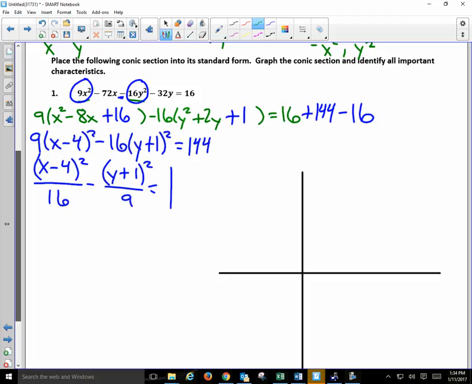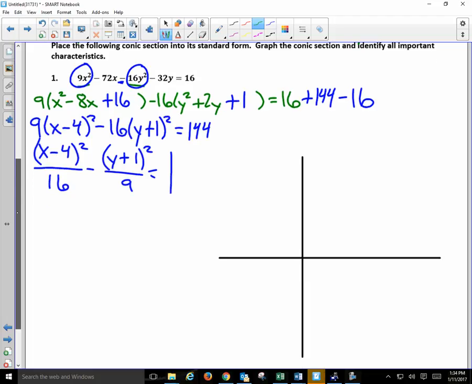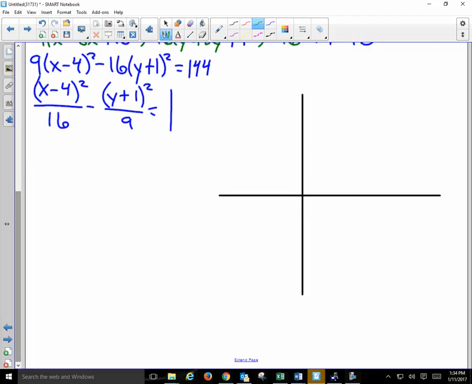So you can see how the first 3 days that we had are very important in order to make today possible. So now we go back to what we did yesterday. We identify the center, the vertices, the length of the transverse axis, the foci, and the asymptotes.